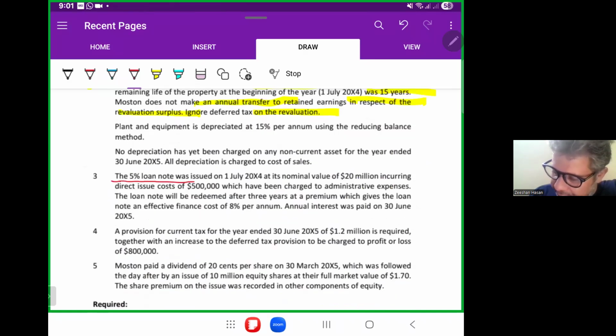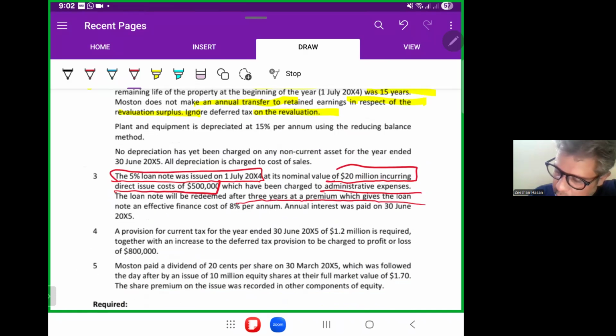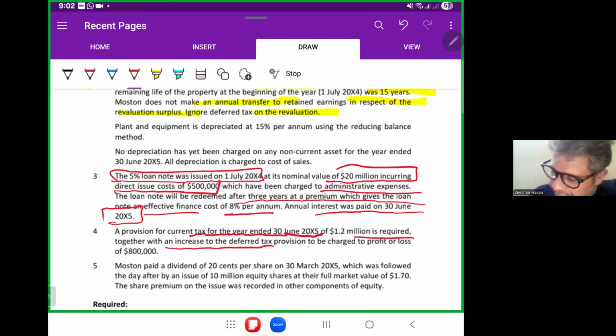The 5% loan note was issued on 1st July 2004 at its nominal value of 20 million, incurring direct issue cost of 500,000, which have been charged to administrative expenses. The loan note will be redeemed after 3 years at a premium, which gives the loan note an effective finance cost of 8% per annum. Annual interest was paid on 30th June 2005. A provision for the tax for the year ended 30th June 2005 of 1.2 million is required, together with an increase to the deferred tax provision to be charged to profit or loss of 800,000.